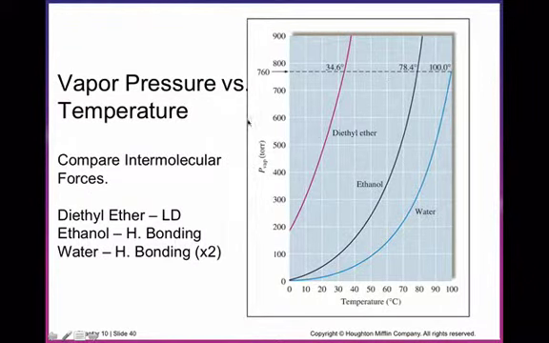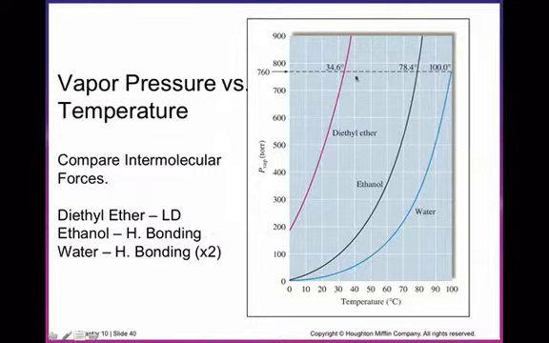Okay, this is a diagram that's taking vapor pressure versus temperature, and what we're seeing here are at 760 torr, these would end up being the boiling points for these three different substances. So we have diethyl ether, ethanol, and water. Diethyl ether has just London dispersion forces. So it's here. It has a very low boiling point because there's not very strong intermolecular forces holding it together.